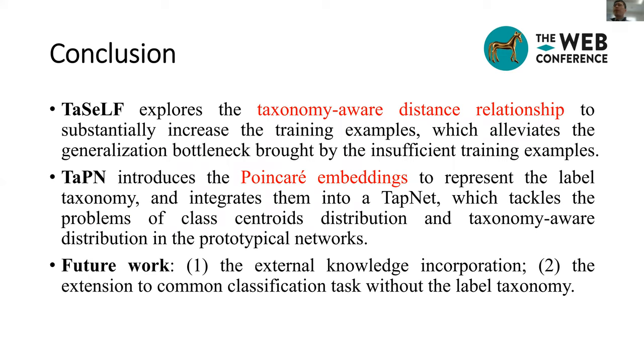Task self explores the taxonomy-wise hierarchical relationship to substantially increase the training examples, which alleviates the generalization bottleneck brought by the insufficient training examples. TAPM introduced Poincaré embeddings to represent label taxonomy and integrates them into TAPNet, which tackles the problem of cross-centroid distribution and the taxonomy-aware distribution in the prototypical networks. For future work, we think about two directions. One is the external knowledge incorporation. The other is the extension to common classification tasks without label taxonomy.